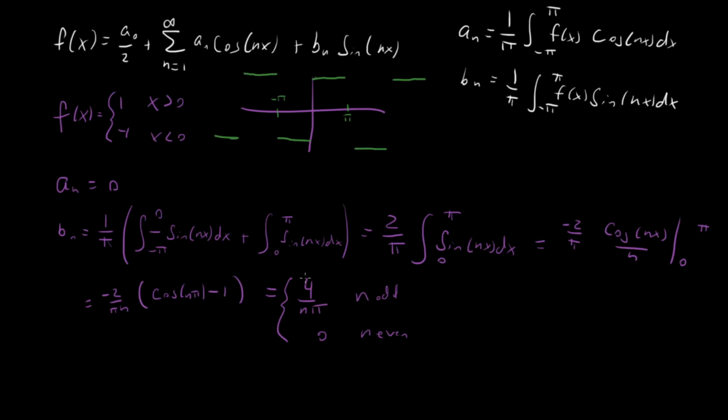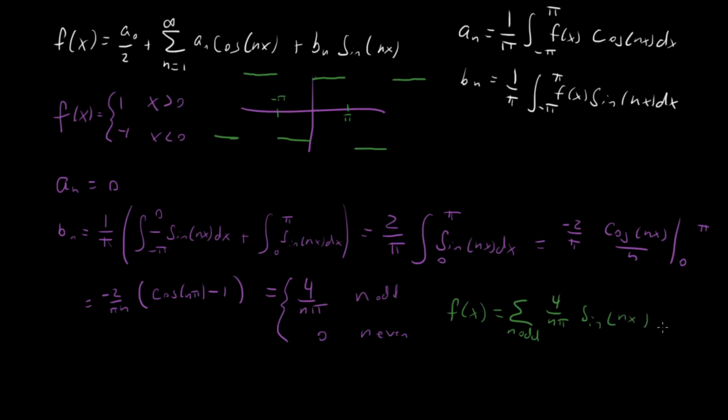But so we've done it then. We have our coefficients figured out right here. And so we can say that our function f of x is going to be a sum over n odd of 4 over n pi times sine of nx. All right, so we've done it.